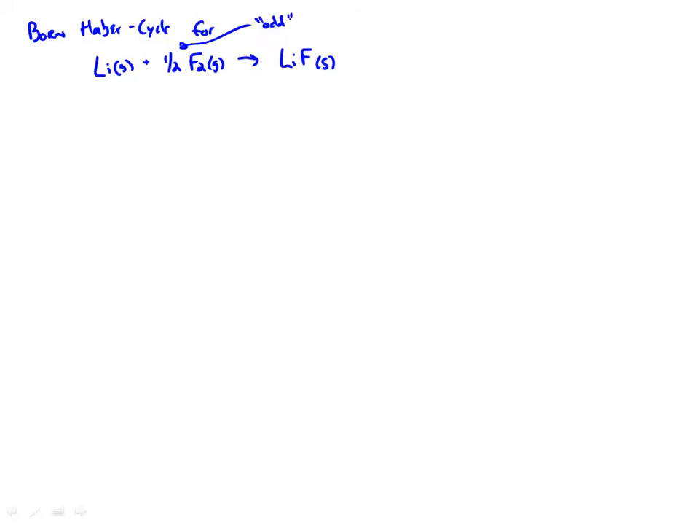Now normally we would not write the reaction that way, but the way Born-Haber cycles are written is that we want to form one product. And so normally we would write 2 lithium plus F2 go to 2 LiF. But for Born-Haber cycles, we're going to be okay with using a half. And what we're going to do is write a series of 5 reactions that when added together give the above reaction.